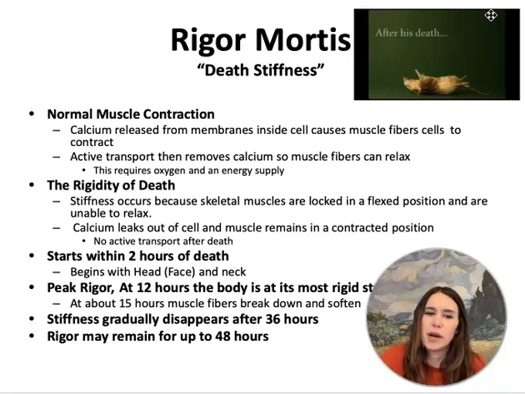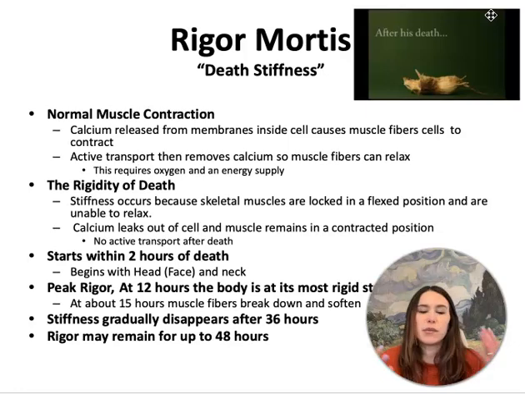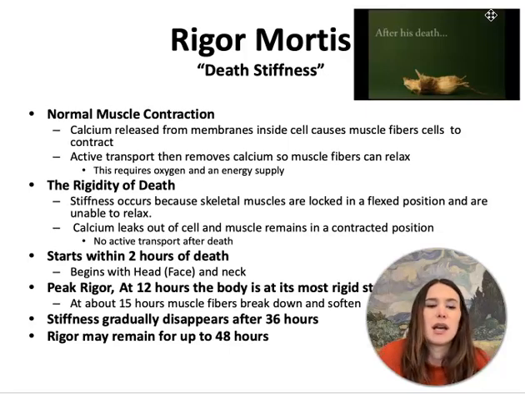Within about 2 hours of death, you start to see it starting at the head and neck position. Peak rigor is around 12 hours, when the body is at its most rigid state. At about 6 hours, you start to see rigidity set in. So at 12 hours, the body is at peak rigidity.